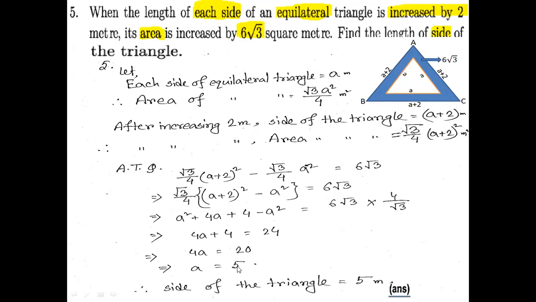Just calculation and you will get a. What is actually a? A is the side, and here our question was to find the length of the side of the triangle. So our a is 5. So this is our answer.